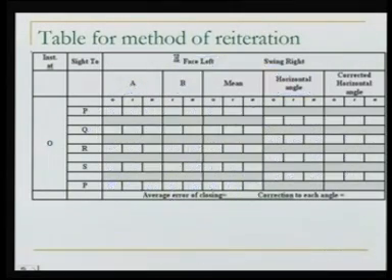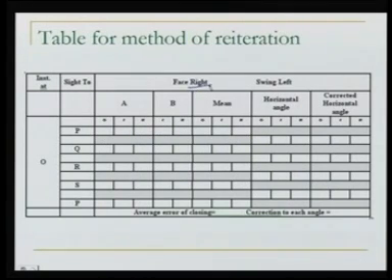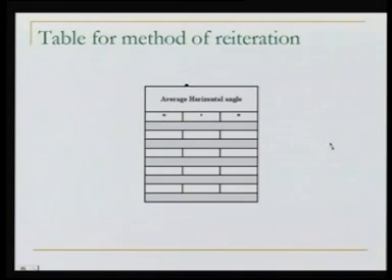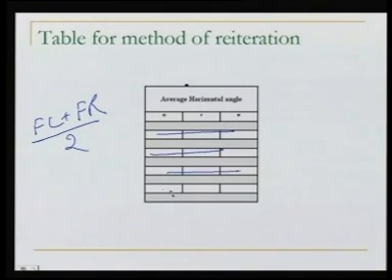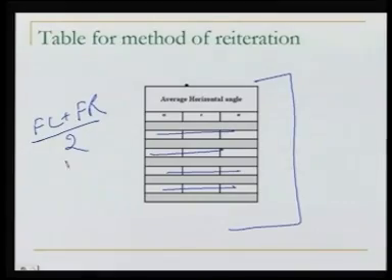What we can do, we can have a similar table for face right. We are swinging to left now, and by doing nearly the same procedure, we are getting the angle values again for face right. So we have the values of the horizontal angle for face left and face right, and finally we will take the average of these two, face left plus face right divided by 2, and this is what we will write as the final values of the angles. So this gives us finally the angle values by the method of reiteration.